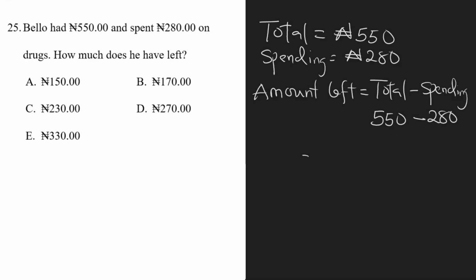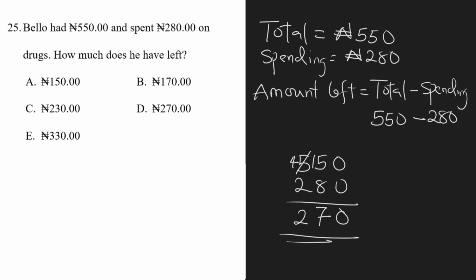So let's subtract it. We have 5 minus 8. 0 minus 0 is 0. 5 minus 8 is not possible, so you borrow 1 from here, meaning 4. Put it here. 15 minus 8 is 7. Then 4 minus 2 is 2. So the amount he will be left with is 217 naira after buying drugs.